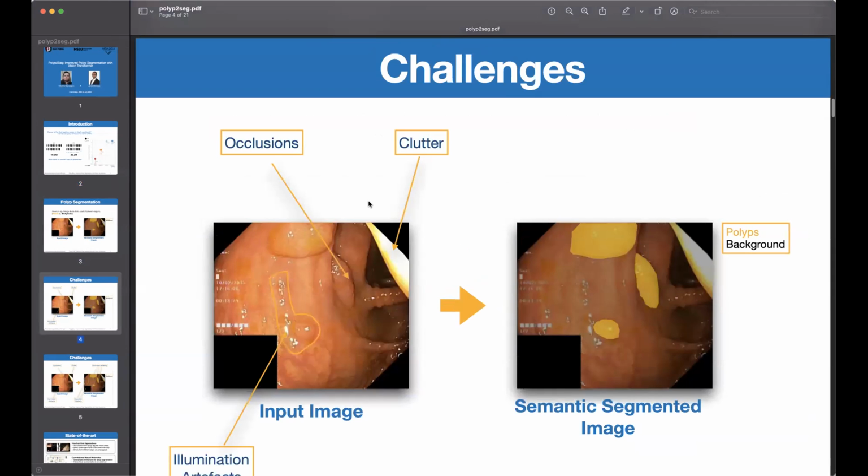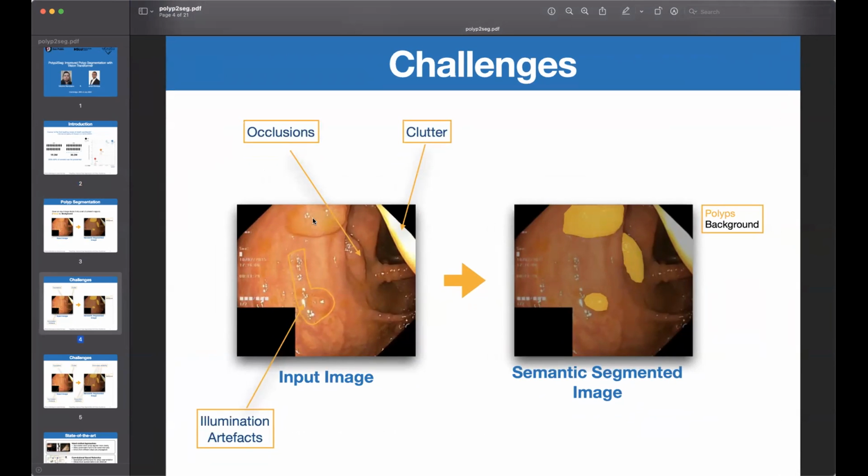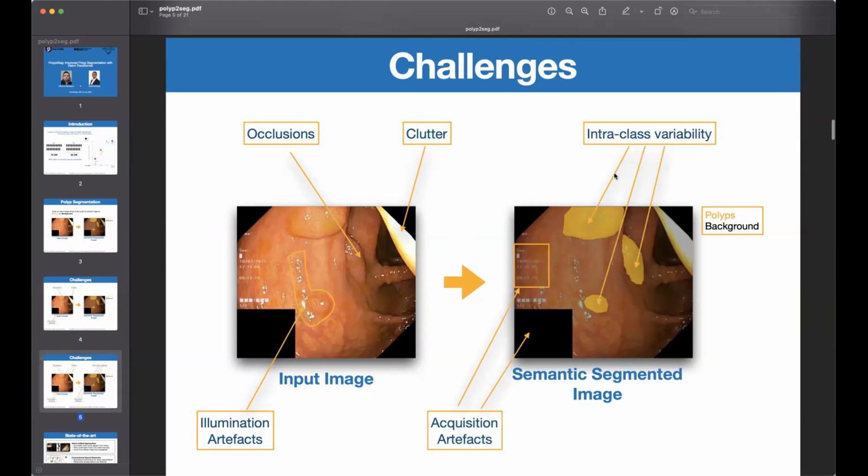Some of the challenges that we found in this type of images are related, on the one hand, due to the acquisition factors such as illumination artifacts. So here we see some reflections given by the camera projected on the tissue. We see some other problems of occlusion, clutter, and as well large interclass variability. We see that the size of the polyps, they change, and we have as well other artifacts which are related to the anonymization process, like for instance here, the name of the patient, or as well the date when the images were acquired.